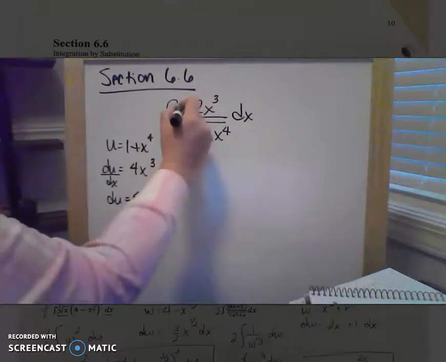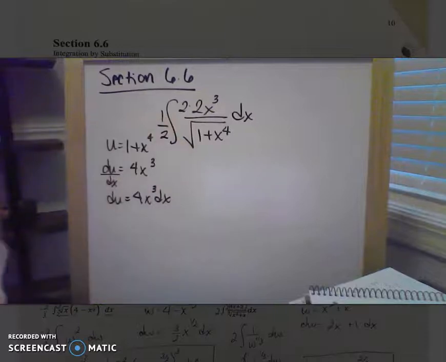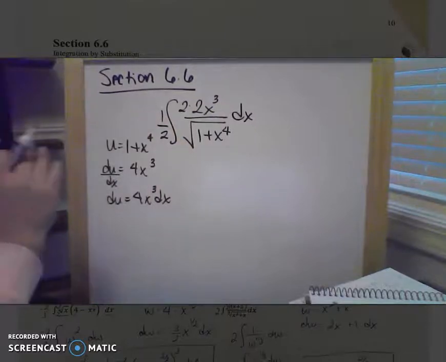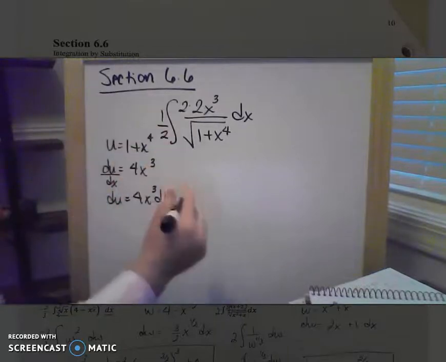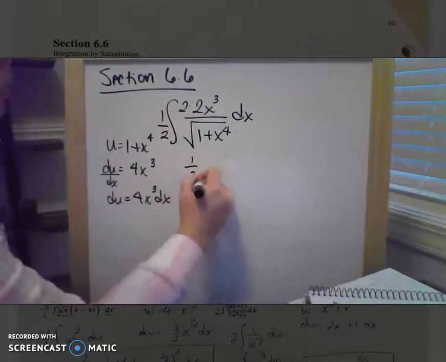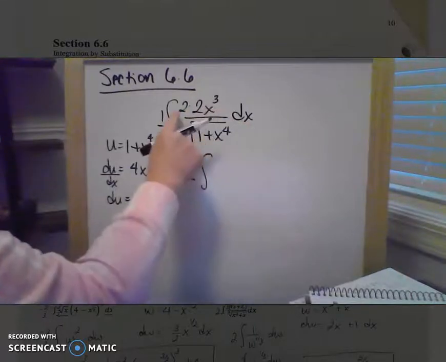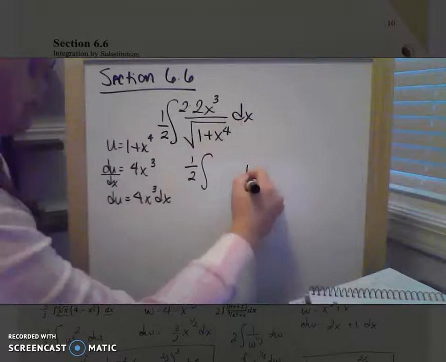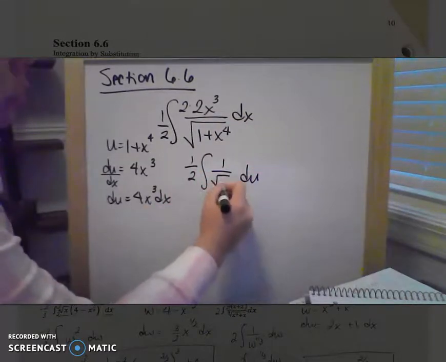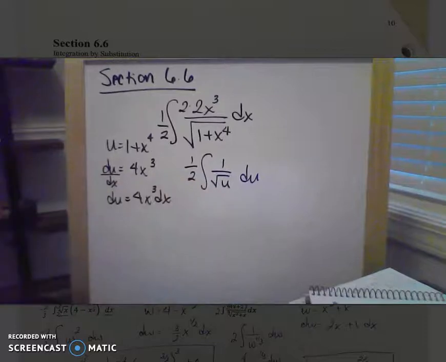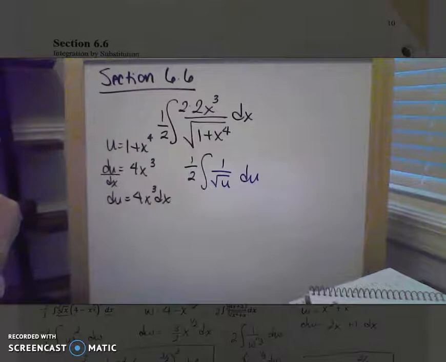What if we just did a 4 in the numerator, and then to make it legal, we have to put a 1/4 out in front? That is perfectly legal. We technically multiplied by 1, but now we have what we need. So we're going to have 1/4 times the integral. Now that entire numerator, that 4x cubed dx, is what gets turned into a du. And we'll have a 1 over the square root of u left. And now we're right back into those basic integration rules.